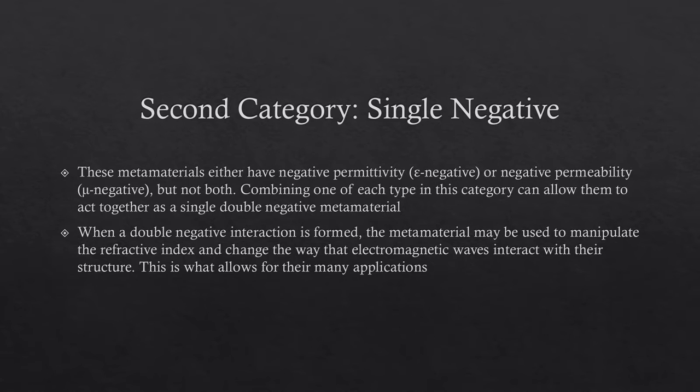When a double negative interaction is formed, the metamaterial may be used to manipulate the refractive index and change the way that electromagnetic waves interact with their structure. This is what allows for many of their applications.